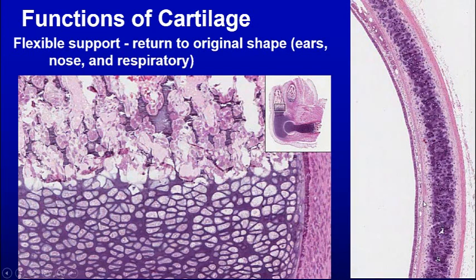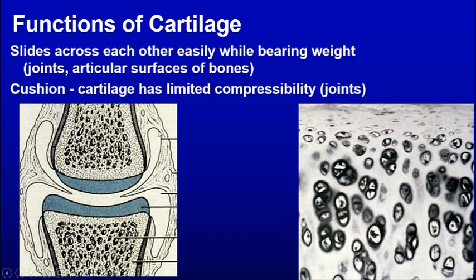Here we see it in the trachea. Here we see it in joints. Here, cartilage. This is hyaline cartilage in both cases. And it returns to the original shape in some types. In the ear, that would be the elastic cartilage. In the nose and respiratory tract, we have the different types of cartilage.